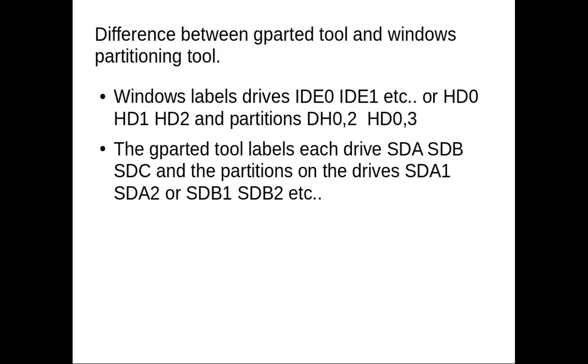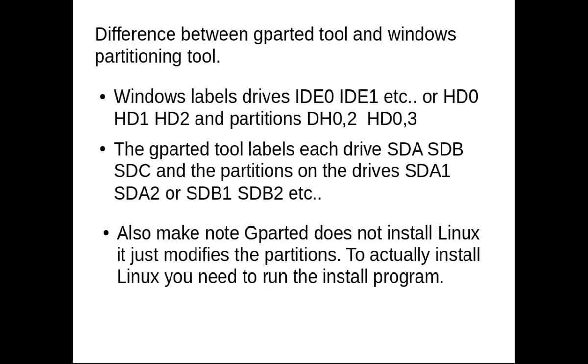The Gparted tool labels each drive SDA, SDB, SDC, and the partitions on the drives as SDA1, SDA2, SDA3, SDA4, etc., or SDB1, SDB2, SDB3, etc., or SDC1, SDC2, etc. Also make note, Gparted does not install Linux, it just modifies the partitions. To actually install Linux, you need to run the install program.